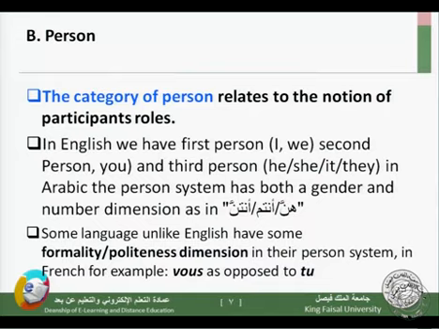Now, another example of grammatical problems in translation is the person system. The person system relates to the notion of participant's role. In English we have first person, I, we. Second person, you. Third person, he, she, it, they. In Arabic, the person system has both gender and number dimension.